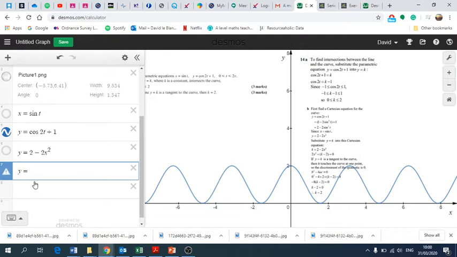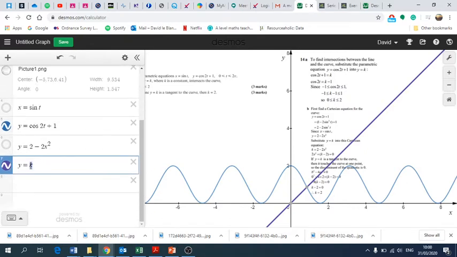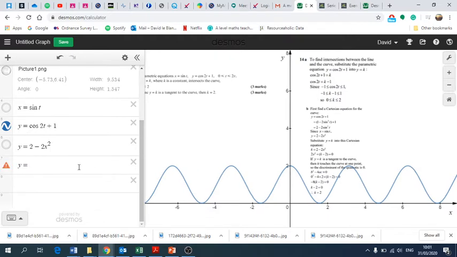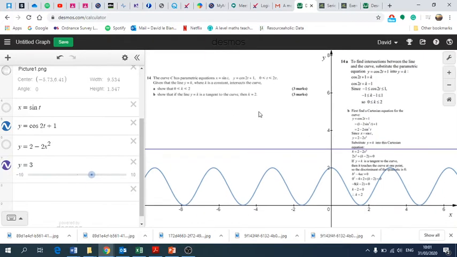So y equals some value k, which it's decided to make x for whatever reason. y is equal to some value anyway. And we have to find out if it was y equals 3. We can actually see graphically that this wouldn't work, as it's not going to intersect with the curve, and we're told that these do intersect.